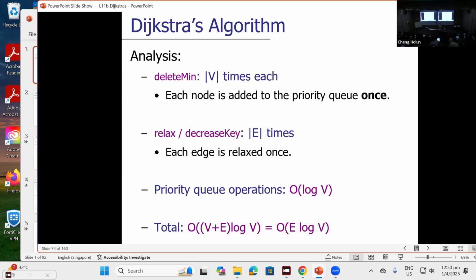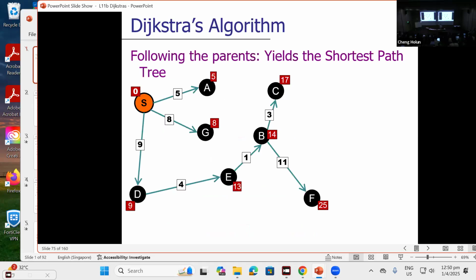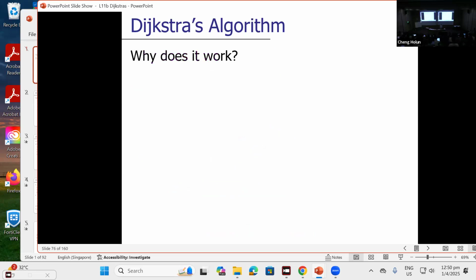If you keep the parent pointer, it gives you the shortest path, not a shortest path graph. It's actually a shortest path tree, because we mentioned that the shortest path will not have a cycle. But why?